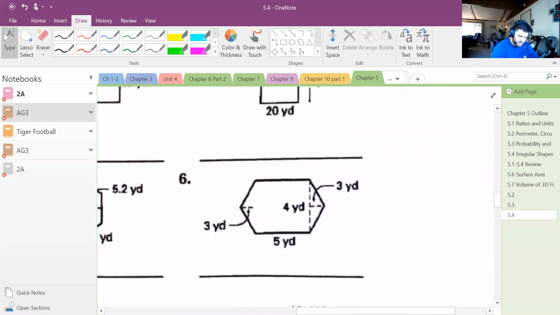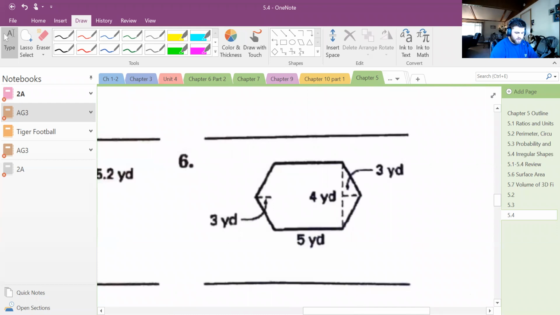Let's do this one. Okay, so once again, you need to find your shapes inside this regular figure. So what kind of figure is it? 1, 2, 3, 4, 5, 6. It's a hexagon, right? I don't have a formula for the area of the hexagon. We can make the figure into something we are familiar with.